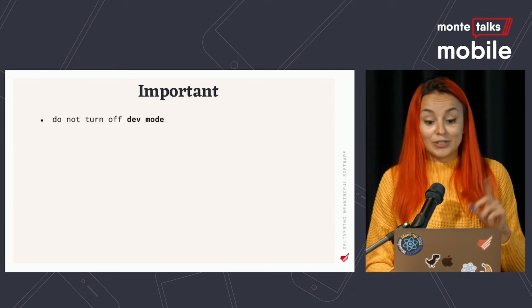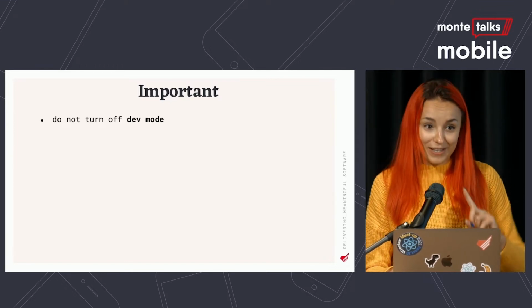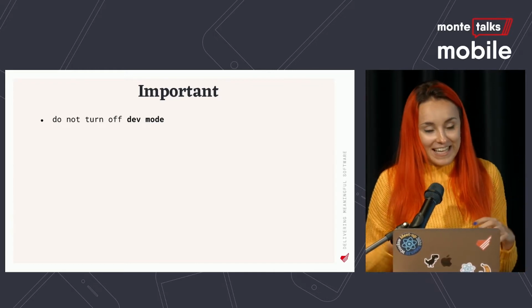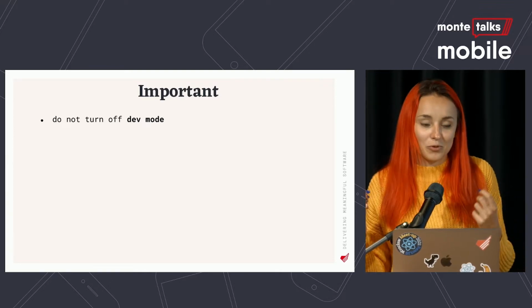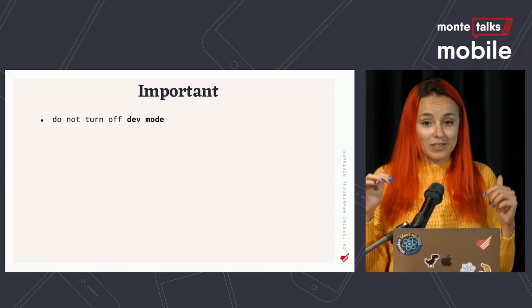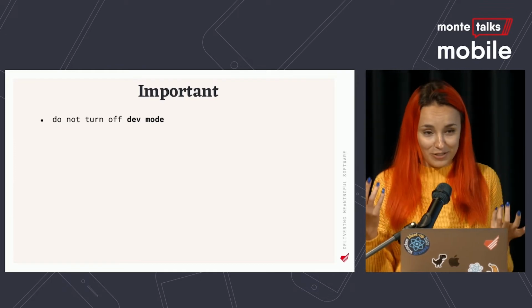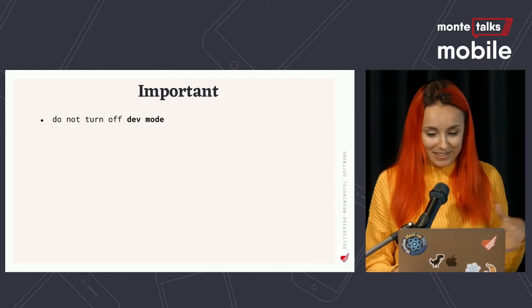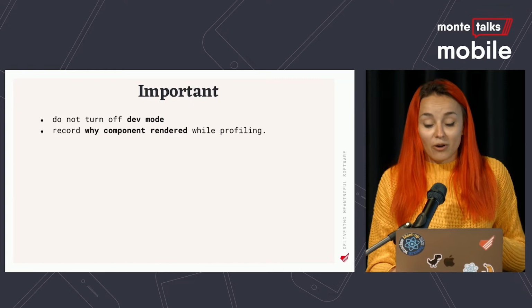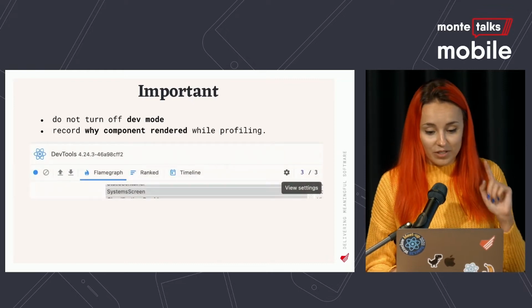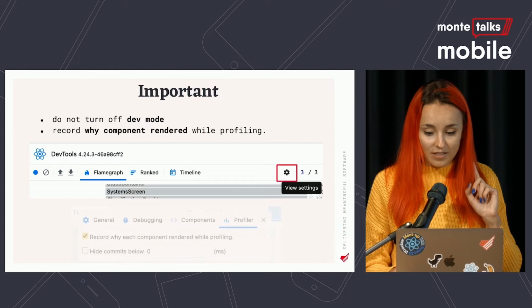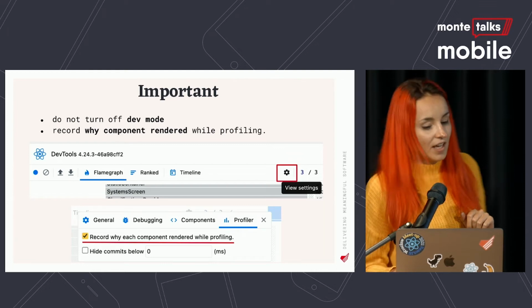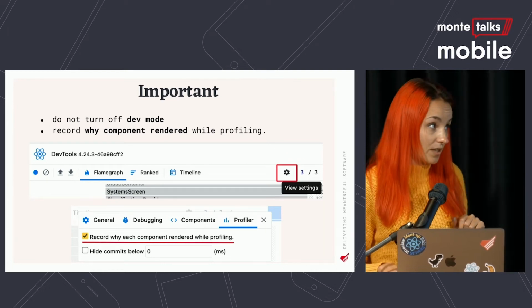Important things here: do not turn dev mode off, because we are not measuring, we are debugging, and we need our tools to show our components' names. Most importantly, it will not work otherwise. You will always receive an error that it can't connect to your device, and if you have this error, make sure to check if you enabled dev mode. Record why components rendered, and you can do it in DevTools. Here we have settings, and here we have this nice option, and we can check it. And it will give us a lot of information that will help us.